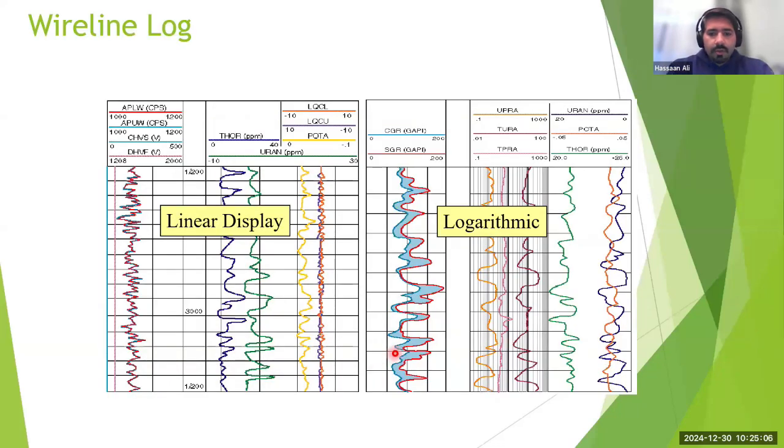These are the two wireline logging charts that you can see. There is a linear display, which is right over here, and then there's a logarithmic display. The difference between the linear display and the logarithmic display is that a logarithmic display usually is power to the factor. That means it will be used to enhance the results, while the linear display is a 1-to-1 ratio.